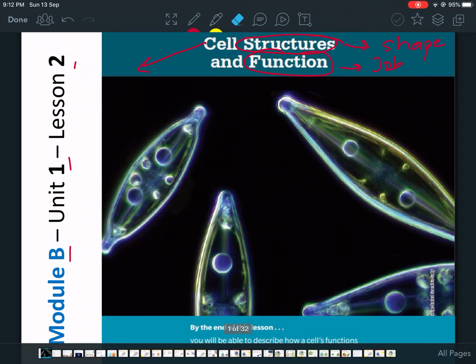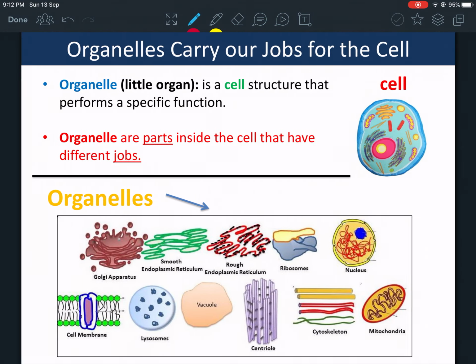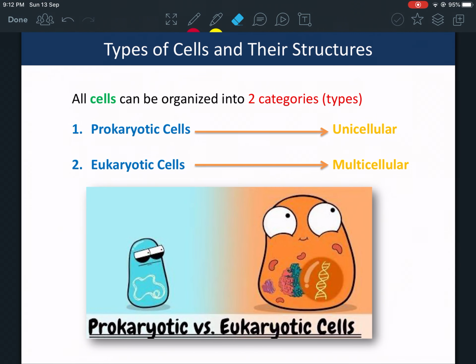Okay, so we're continuing our lesson about cell structure, which is the shape, and function, which is the job. We're talking about the cell function and structure, the job of the cell, and we said that small organs inside the cell, like this and this and this, all these small organs inside the cell are called organelles. Okay, this is what we took last time. And then we took that we have two kinds. We have the prokaryotic cell and we have the eukaryotic cell.